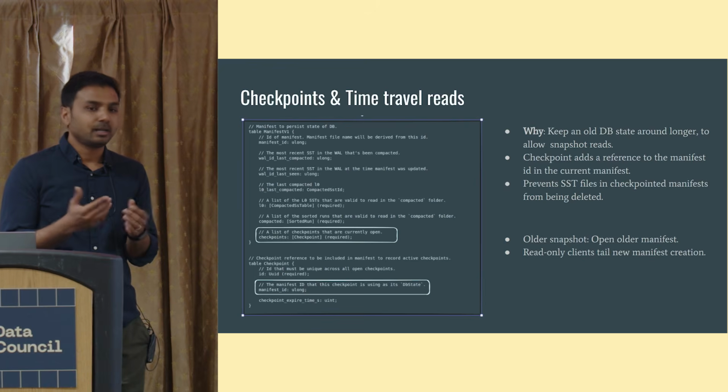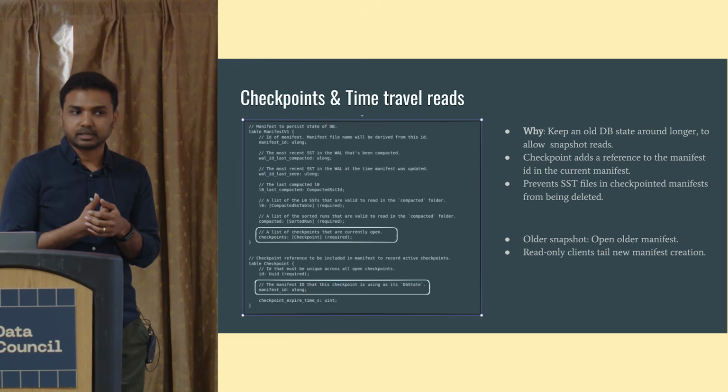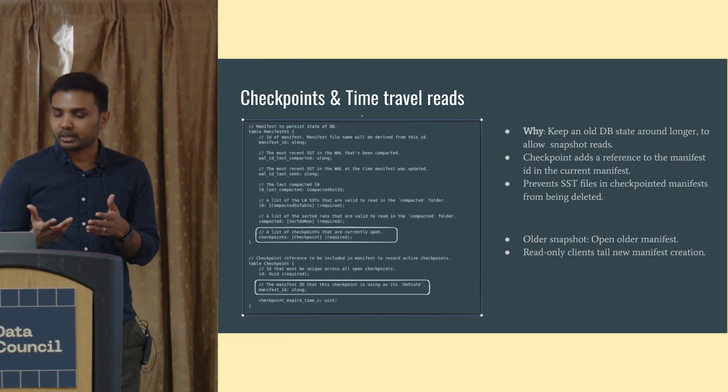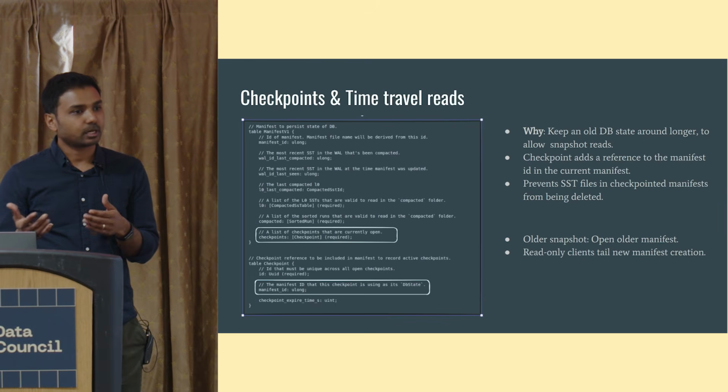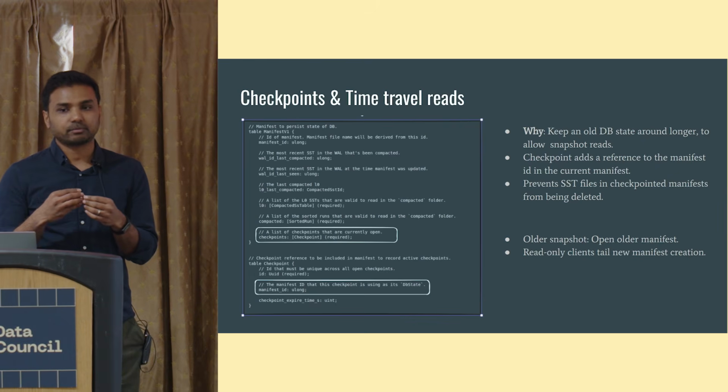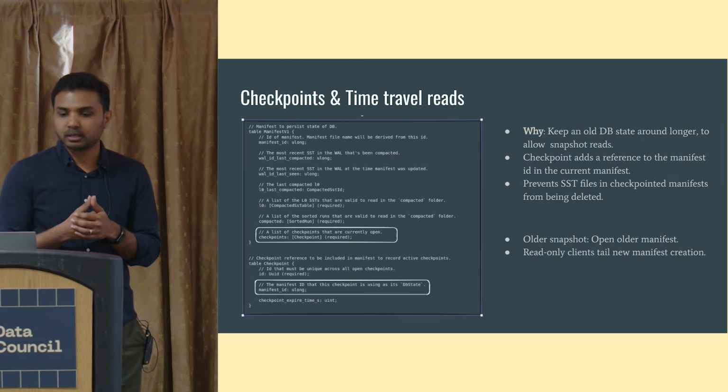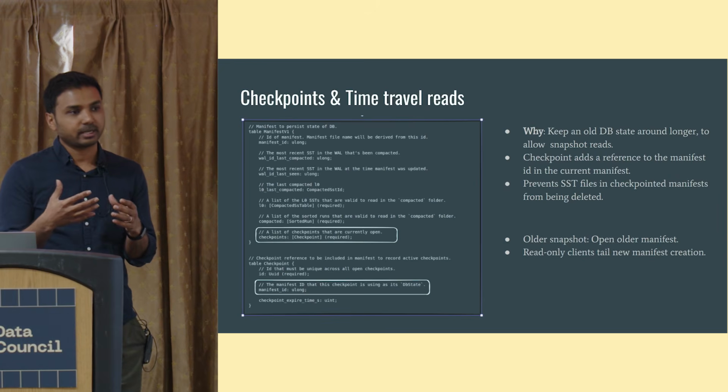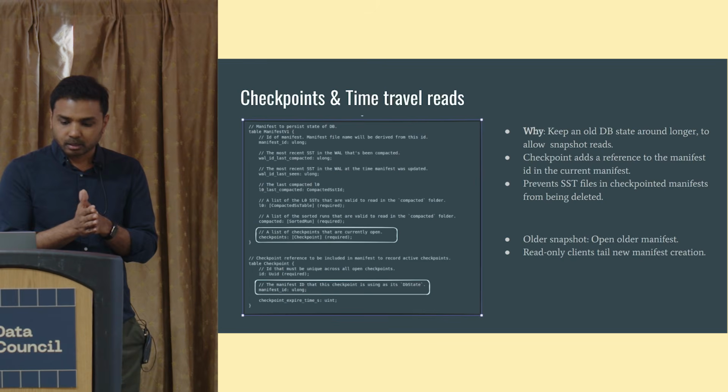An example, let's say you have a Kafka Streams application and you are using SlateDB as the state store, and there are two consumers. One of them is looking at the data as of now, and the other one is looking at data as of a few minutes back. The one that is looking at the data a few minutes back can read an older manifest and it can read the state of the database as of that timestamp.